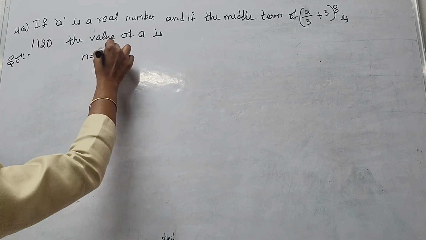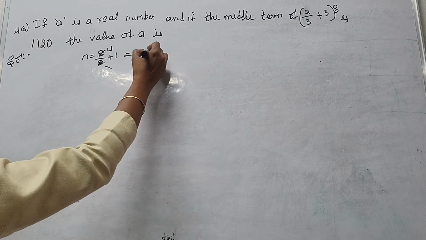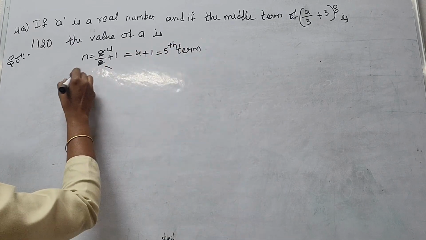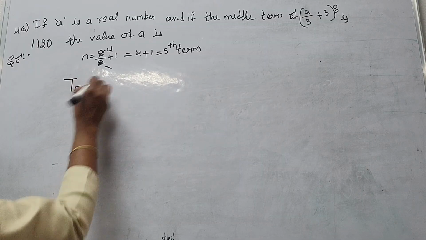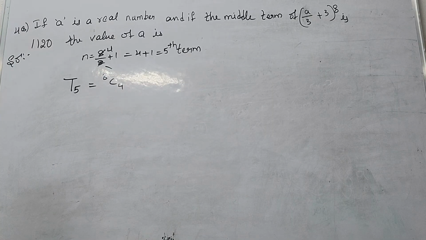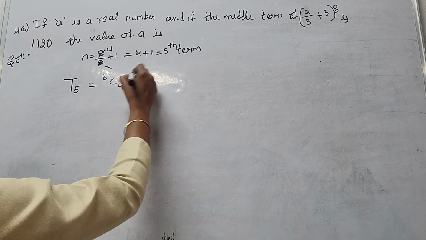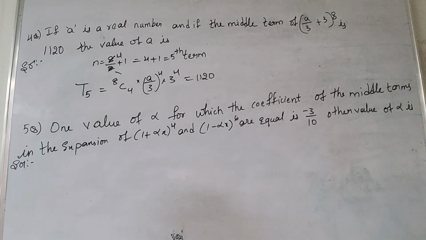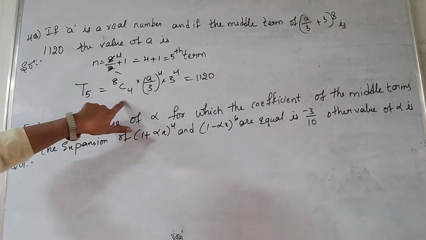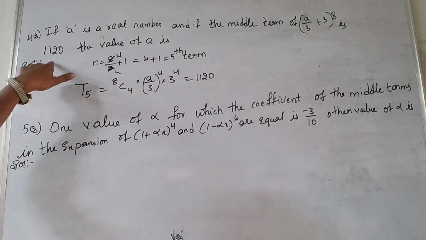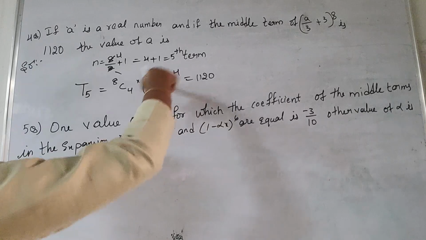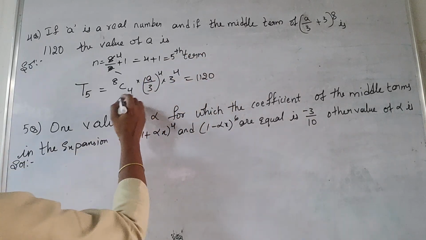So that is 2 1s, 2 4s. So 4 is r, 4 plus 1 is the term, meaning 5th term, right? So T5 means r will be 4. So n is 8, 8C4, then into a by 3 power of 4. So here the problem we already discussed. We are going to find the value of a. They told us the middle term is this value. Now I have written the answer here, and we'll find the value.